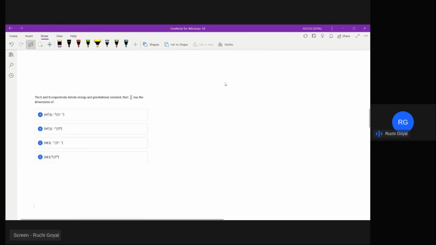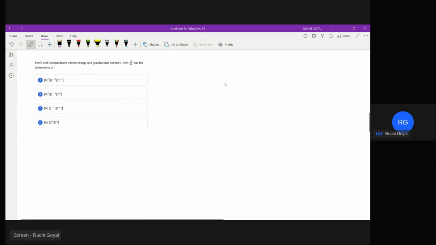Let us move to the next question. The next question is, E and G respectively denote energy and gravitational constant. Then E divided by G has the dimensions of. Okay, means we have to find the E by G ratio with respect to dimensions.